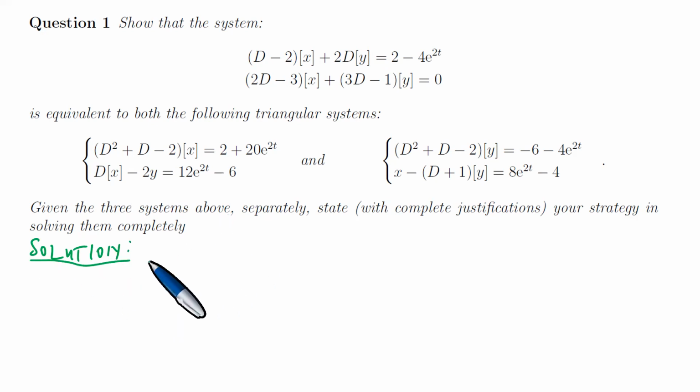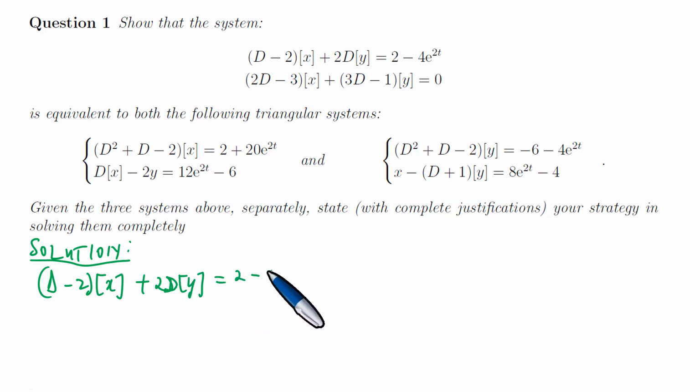So we label the first equation, and the first equation is the D minus 2. This is a very interesting notation we use here, the D notation, the D operator. So we have D minus 2 obviously acting on x as an operator. Somebody once argued that this obviously acts as a number. And then you have 2D operating on y.